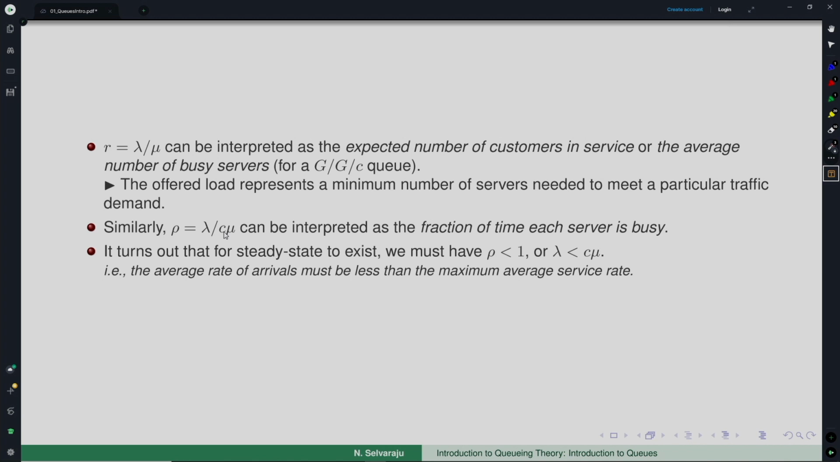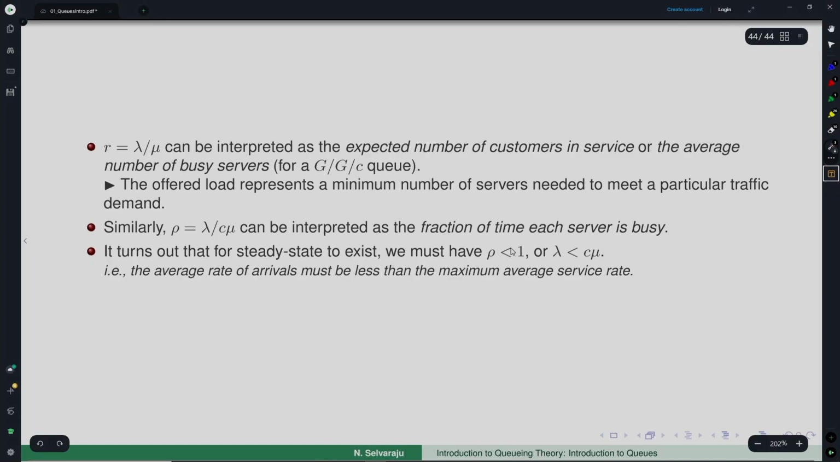So, it turns out that for the steady state to exist, rho must be less than 1, or lambda is less than C mu, right. That is, the offered load should be the minimum number of servers. So, C should be greater than or equal to lambda by mu, which is what you need to achieve stability. Now, if rho equals 1 and things are deterministic, of course you are meeting exactly: the server is never free and arrivals always happen exactly when needed.